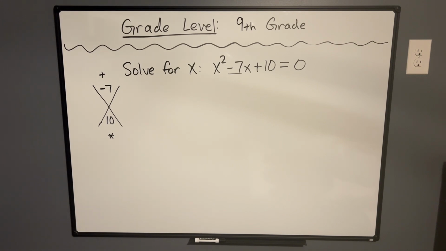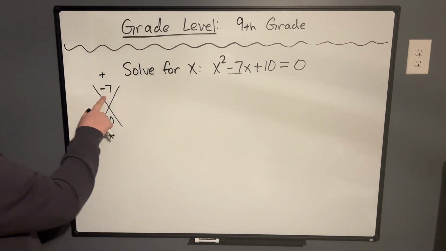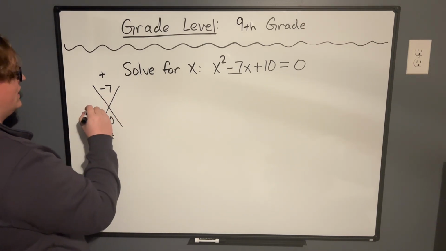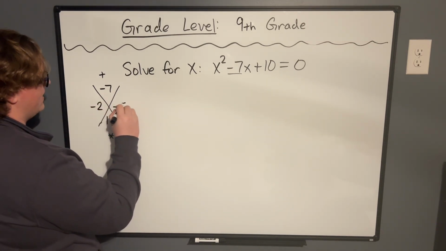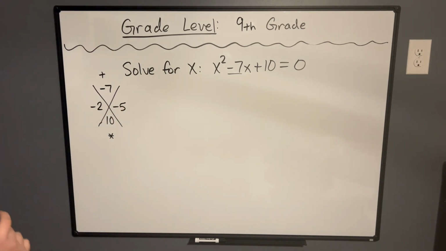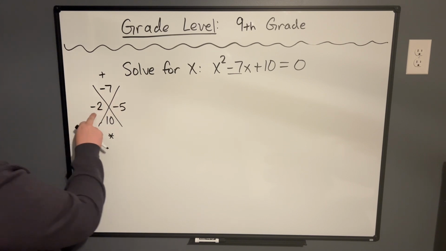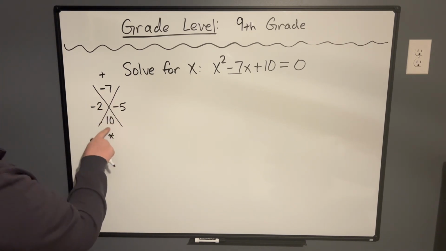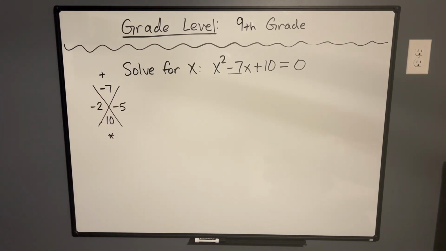Now, the easiest way to do this is usually to look for the factors of 10, right? So 10 can either be 1 and 10, or it can be 2 and 5. So I think the one that makes the most sense would be 2 and 5, because we know that 2 plus 5 is 7, right? But we're looking for negative 7. So we actually are going to need negative 2 and negative 5, right? Because if we take negative 2 and we add negative 5, that gives me negative 7. And if I multiply these two, well, the negative will cancel and it'll give me 10. So that's what we're looking for.